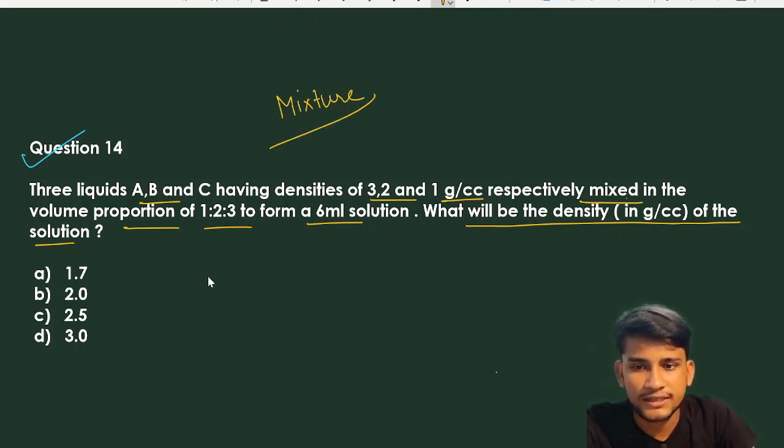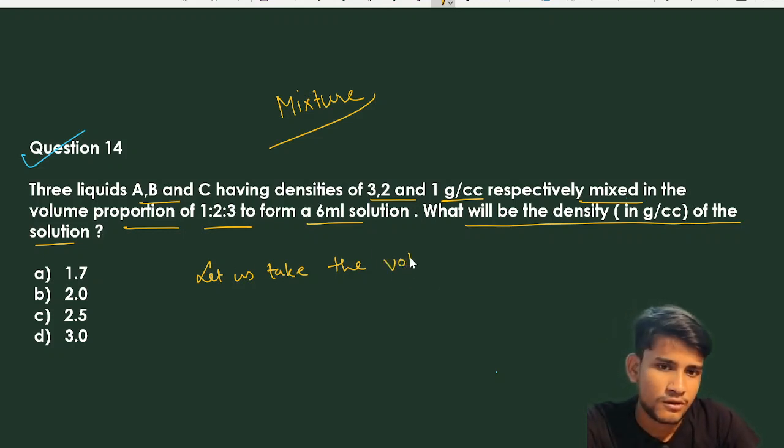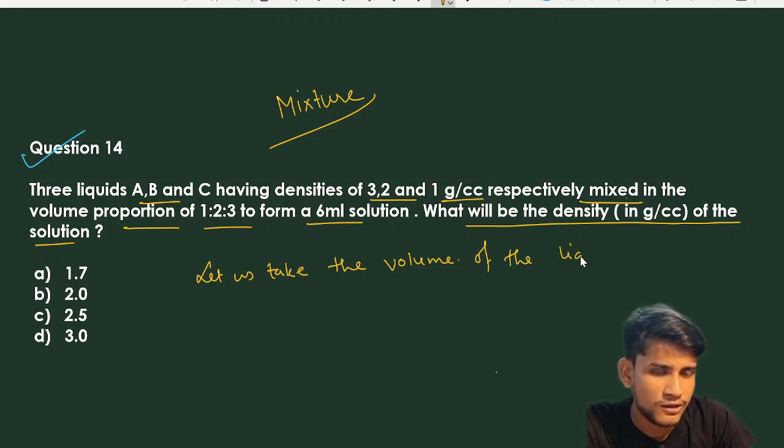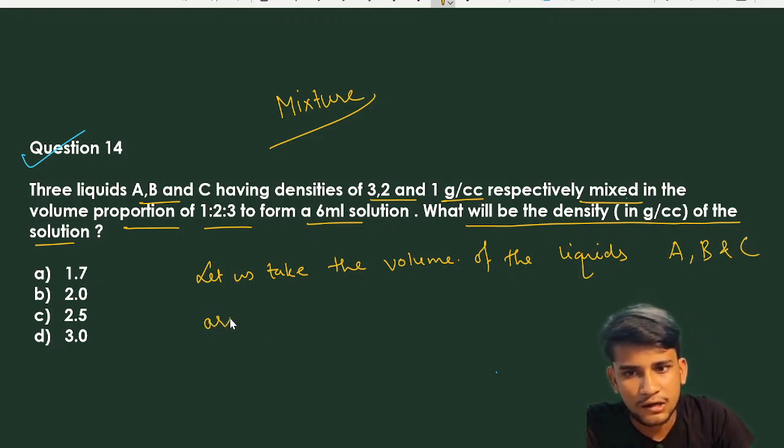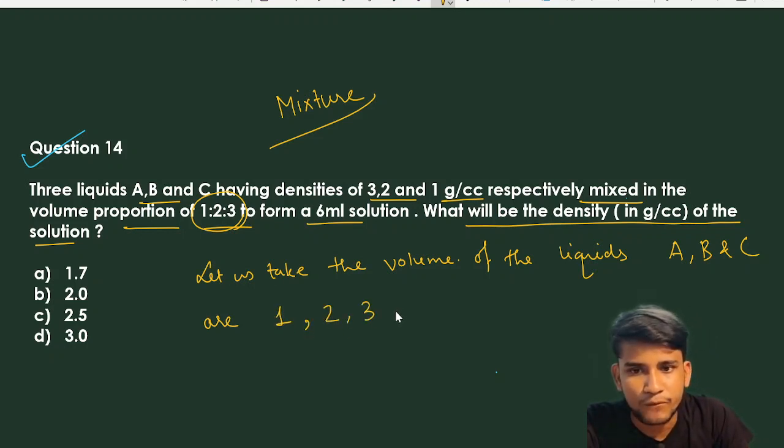So let us first take the volumes of the liquids A, B and C. This is the ratio of the volumes, and we take that as the quantity. So 1, 2 and 3 ml respectively.